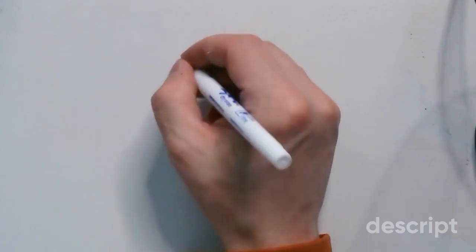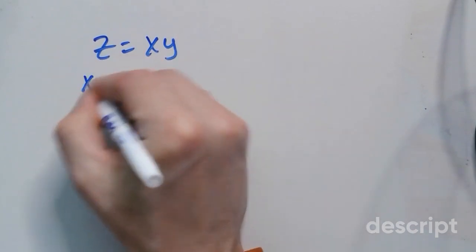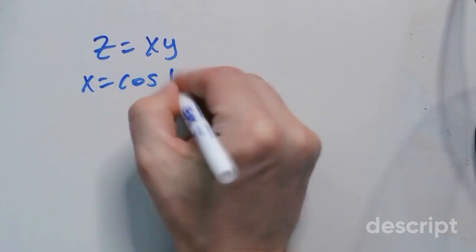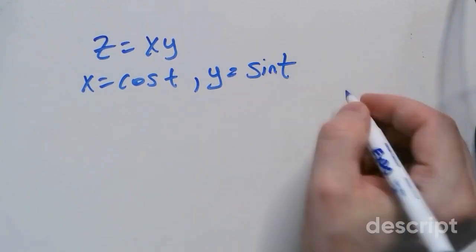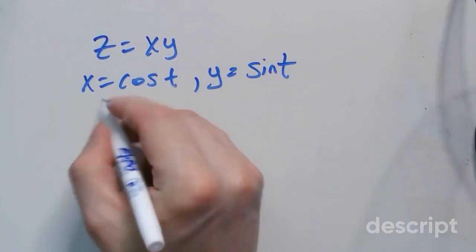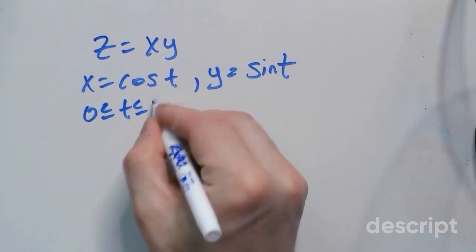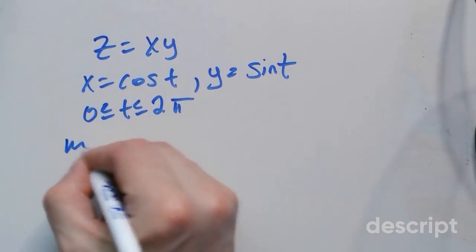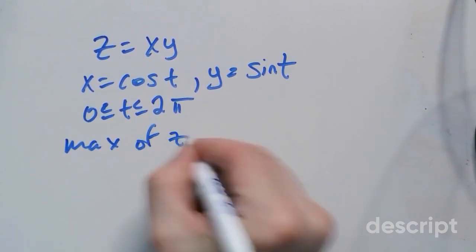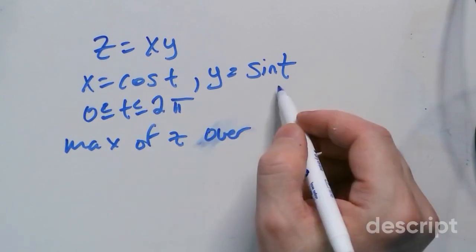Okay, let's take a look at this nice calculus 3 question. Imagine you're given z equals xy, and then further you're told that x equals cosine t, and y is equal to sine t, and this is the case when 0 is less than or equal to t, which is less than or equal to 2 pi. A question we can ask about this is the following: the max of z over x equals cosine t, y equals sine t.